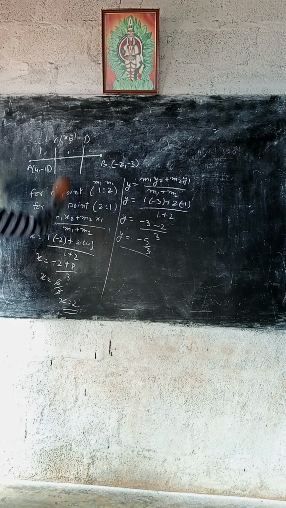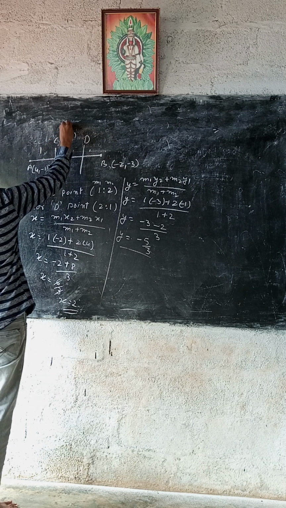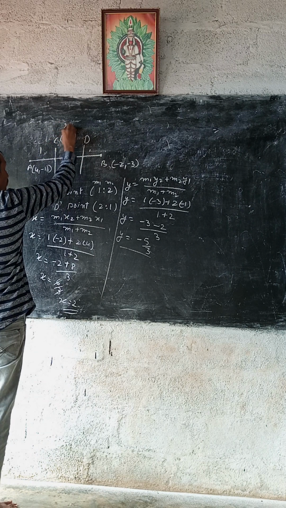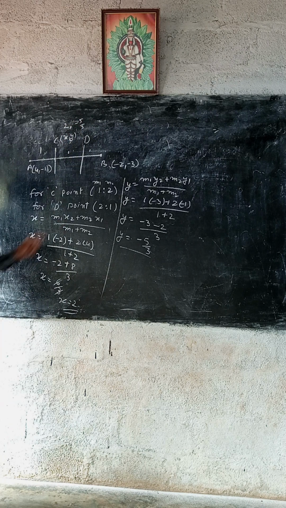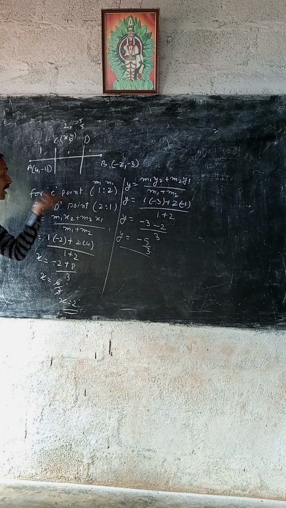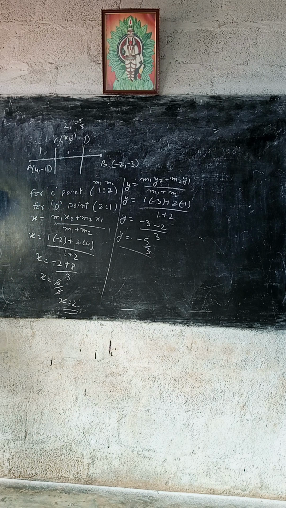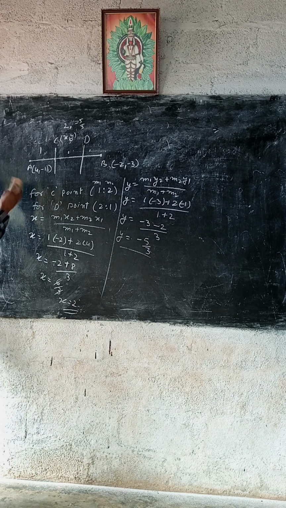So we found the coordinates of C: (2, -5/3). That was for C. Now we are going to find D. For D, what do we have to do?